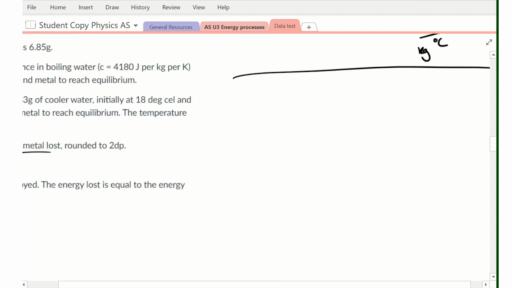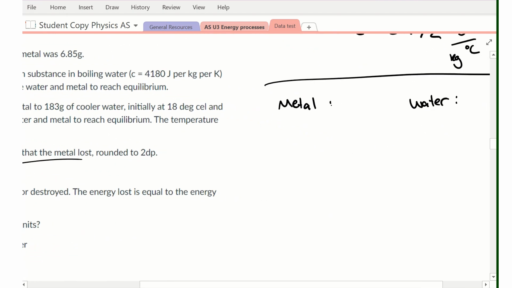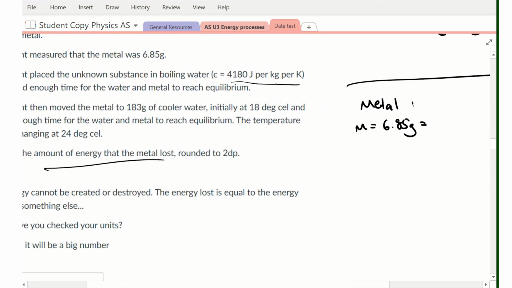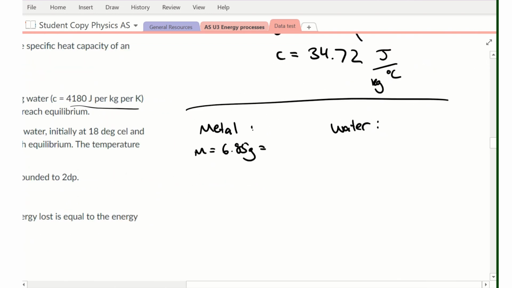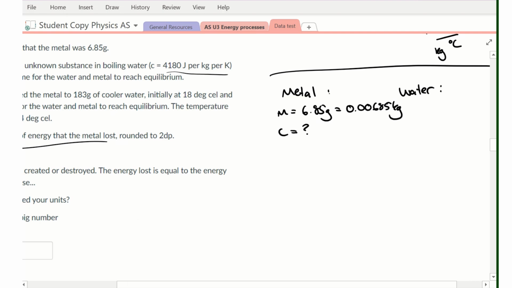Okay. Now we've got two different substances here. We've got the metal, and we've also got water. I'm going to separate the two. It's important to write out all of our information. So the metal's mass is equal to 6.85 grams, which we could also convert to kilograms if we need to. Here, look at this. Our C is in joules per kilogram, so I will convert it just so that we've all got the same units. 0.00685 kilograms.